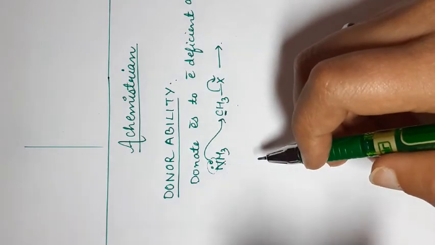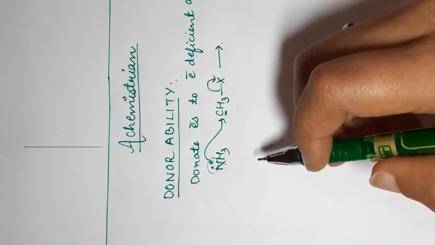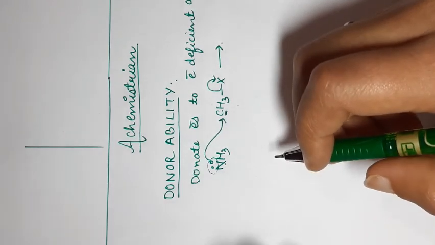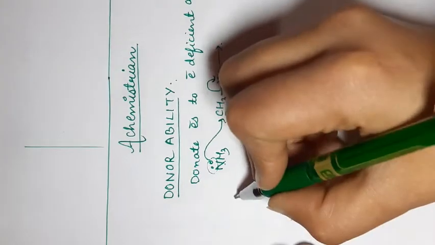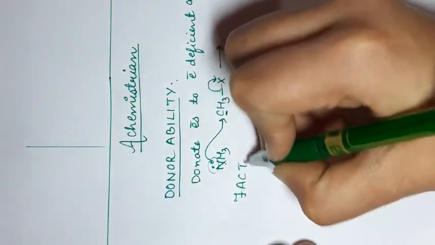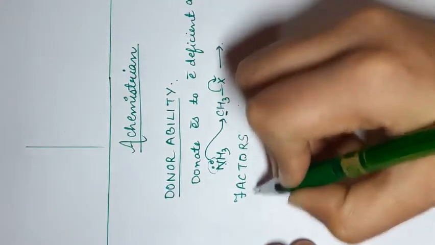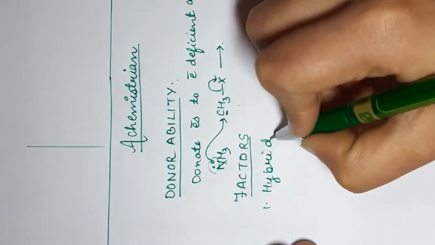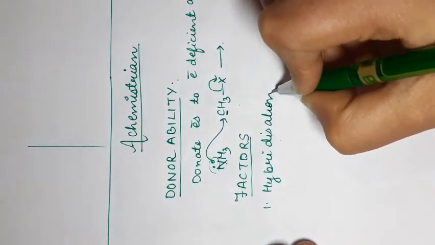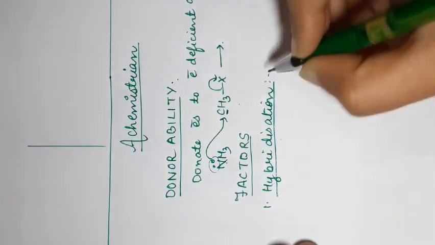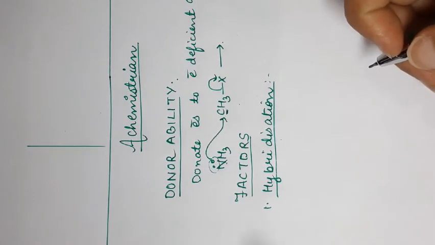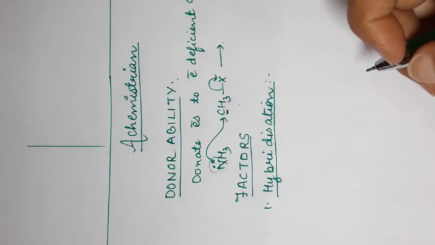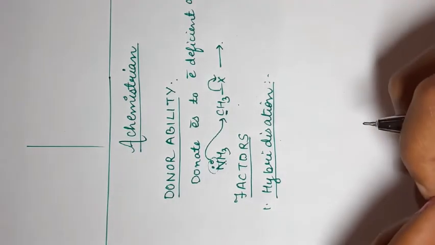Now, how will we describe which atom can donate its electrons and which atom cannot donate its electrons? It depends upon certain factors. The first and foremost important factor is hybridization. As we know, whenever atoms combine to form molecules, the atomic orbitals mix and form a set of new orbitals which are called hybridized orbitals.